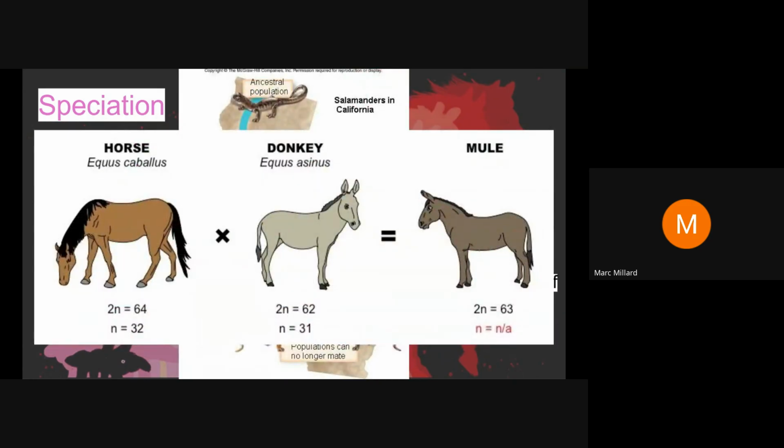The classic example here of a hybrid is a mule, which is the cross between a horse and a donkey. Horses have 64 chromosomes, donkeys only have 62. A mule has 63, kind of an in-between, but the mule is not fertile. It cannot produce its own offspring. Mules cannot make other mules. So therefore, it is not considered a species.